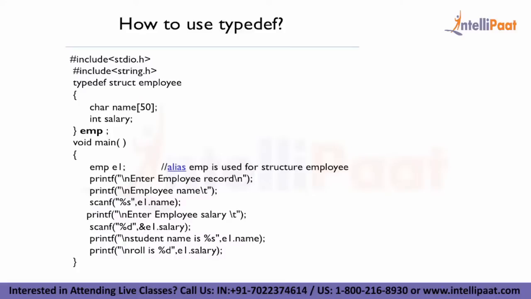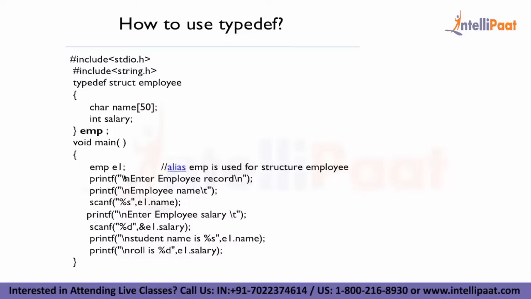Here we are using typedef. Again, I'm including the preprocessors. Then typedef: I'm defining or aliasing this structure. So typedef struct employee. I'm declaring a structure of type employee. Employee has a name and a salary, and I'm making the alias emp. Now in the main function, how I can use it is emp e1. So emp is nothing but struct employee.